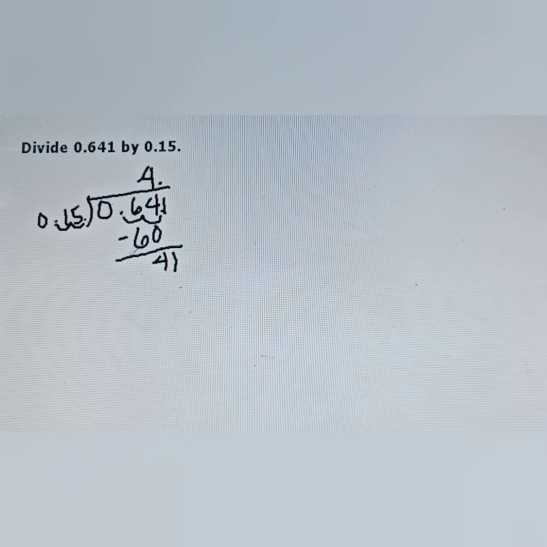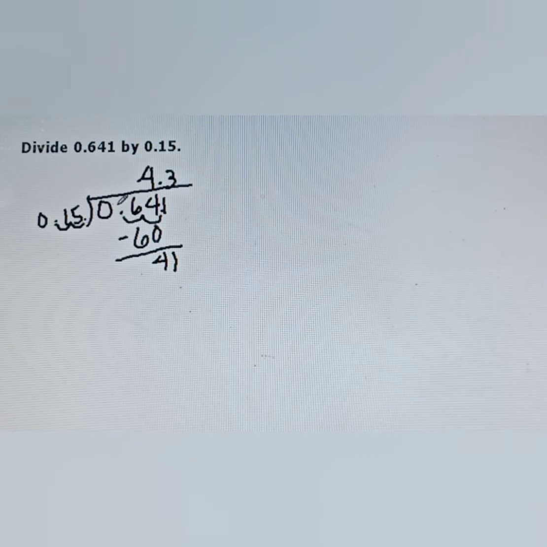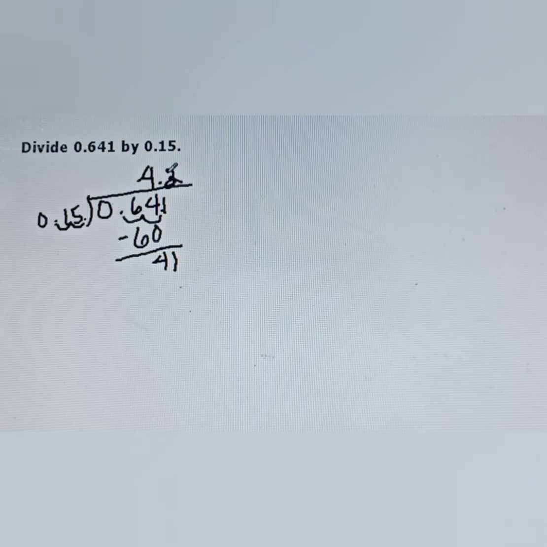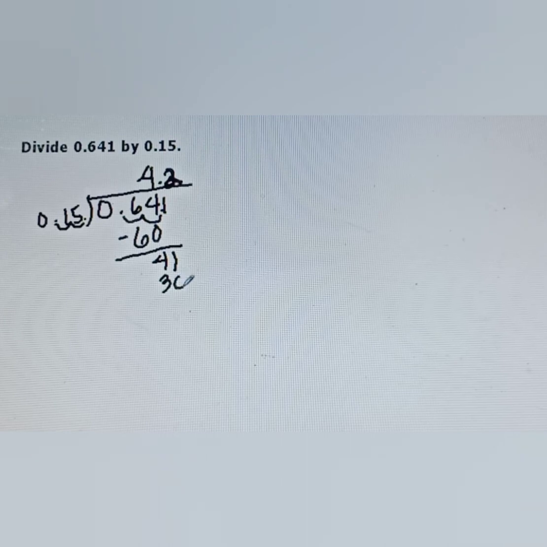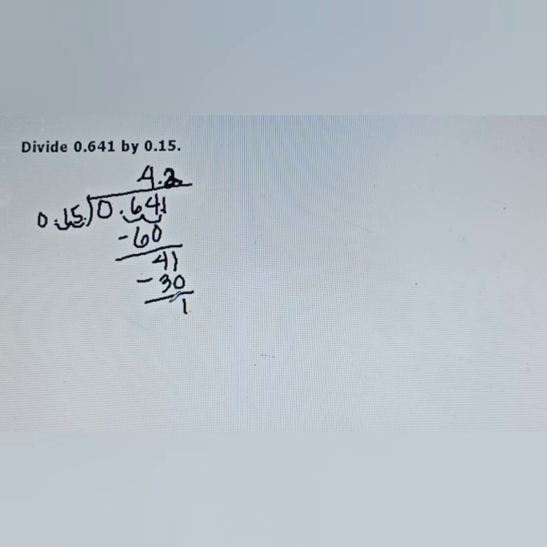Then divide again. 41, how many 15s? Let me extend this one first. There are 3, right? Then 3 times, no, it's not 3 because 3 times 15 is 45. It's 41 only. So it's 2 only, right? Let's write this 2. So 2 times 15, that's 30. So let's write 30 here. Then subtract. 1 minus 0 is 1. 4 minus 3, that's 1.